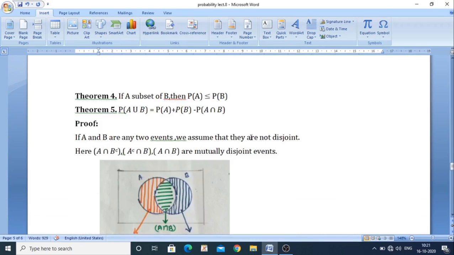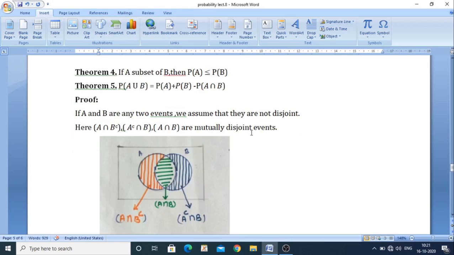Now let us turn toward the next theorem, that is, if A is subset of B, then probability of A is less than or equal to probability of B. So Venn diagram we can also show, or it is very obvious because number of elements in A is less than number of elements in B. So that ratio m upon n will be less than the m upon n for B. So that is an obvious one.